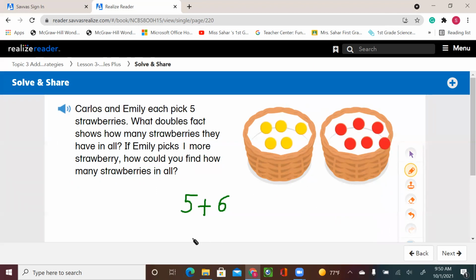But before Emily picked one more, both of my friends picked 5 strawberries each. So 5 plus 5, that's 10, plus 1, the extra one that Emily just added to her basket. I know 5 plus 5 is a doubles fact. 5 plus 5 is 10, plus 1 equals 11. So that's one way. Let's see what we have.